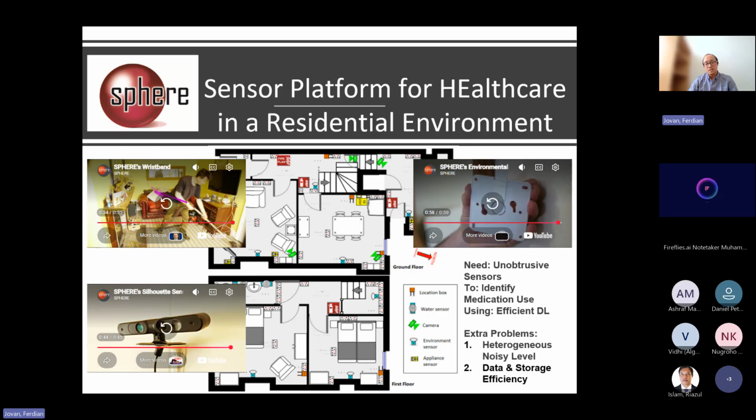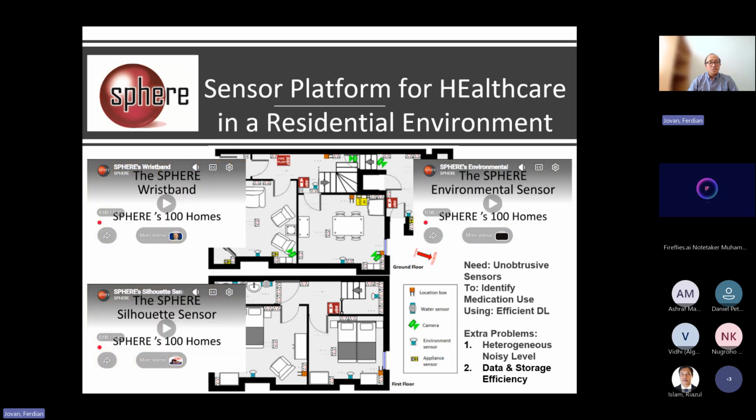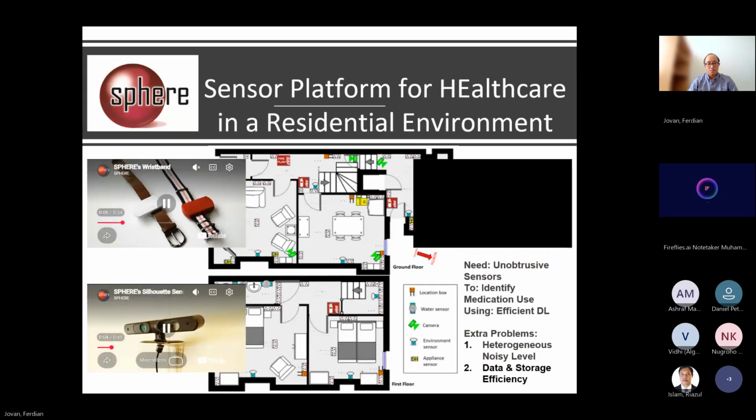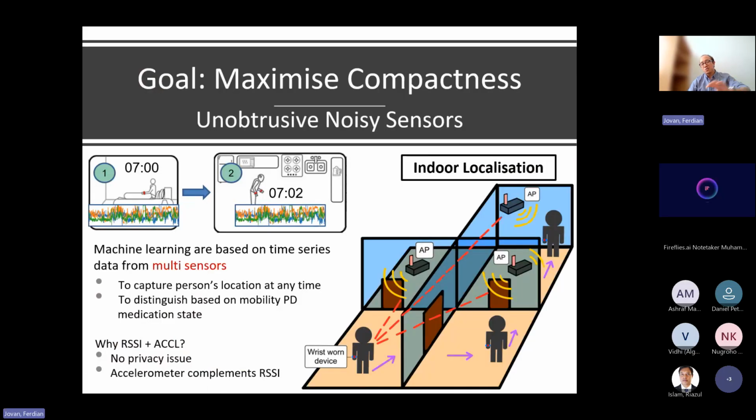The problem here is that the data that comes from this is noisy, and the noise depends on the severity of the person's Parkinson's disease. The other problem is how we can make this deep learning framework as small as possible in terms of data and also storage. So storage efficient, data efficient. Again, the point is that we want to put the deep learning models in the sensors or wearables.